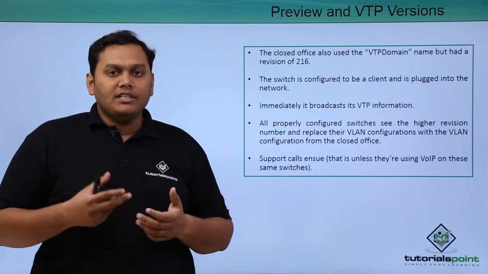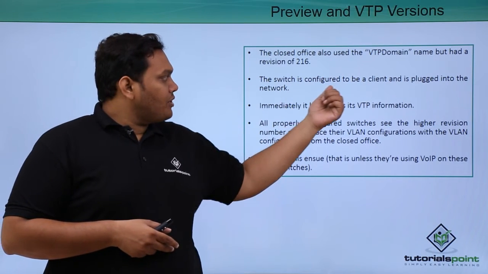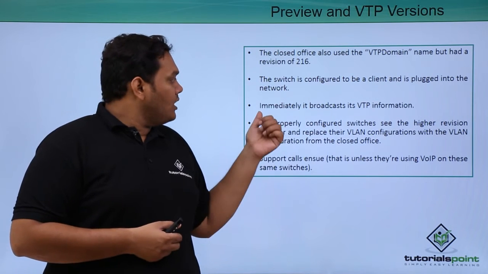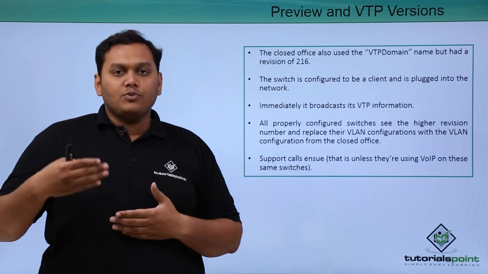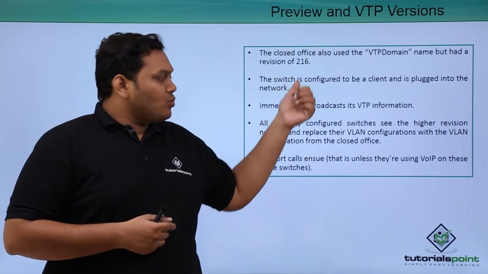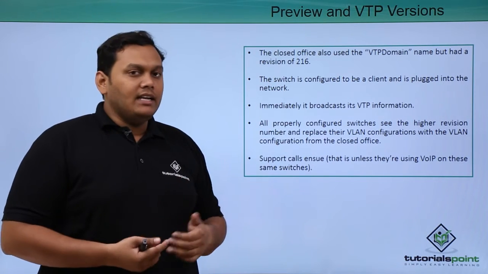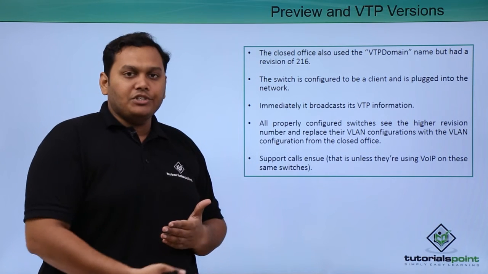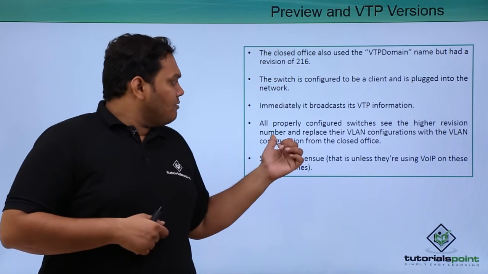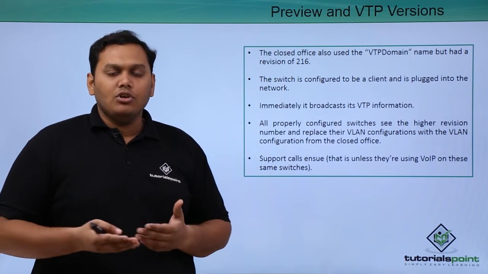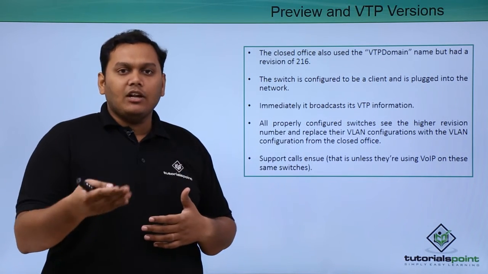So there is a new switch with the domain name VTP domain and revision number 216. The switch is configured as a client and plugged into the network, and it immediately broadcasts its VTP information. All properly configured switches with a lower revision number accept it and replace their VLAN configurations. Any existing VLAN configurations will be replaced by the VLAN configuration of this new switch.